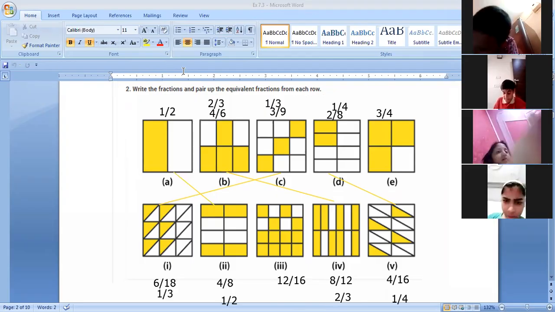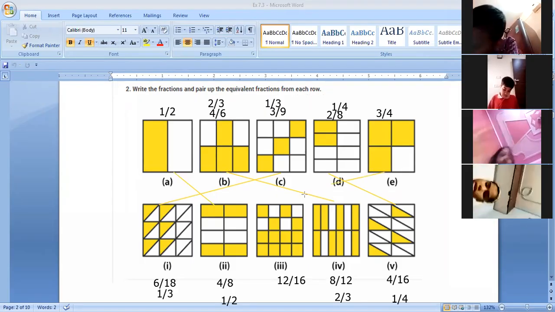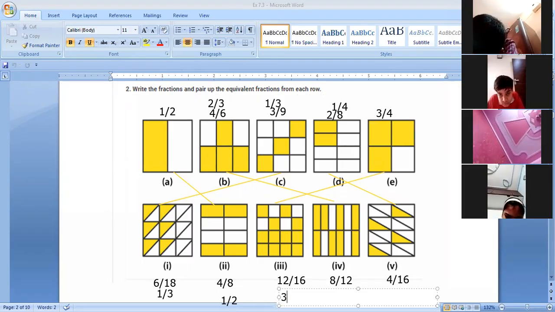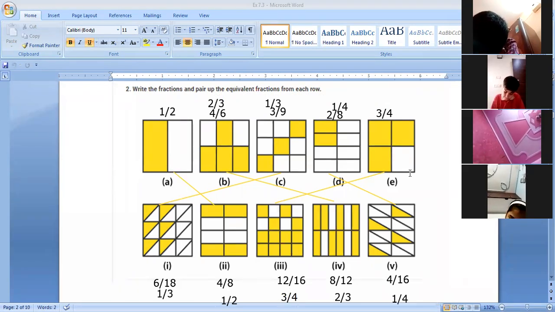Now only the E part is left. E part will be matched with the C part, third part, sorry. 3 by 4. And this number will become 4 threes are 12 and 4 fours are 16. So 3 by 4 is the answer. That's right. E will be matched with the third part. Yes, Sharvi, you're right here. Absolutely right. I think this is clear to everyone.